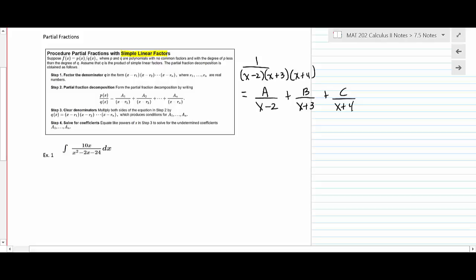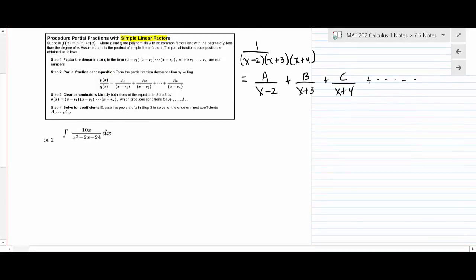Now, if you had more and more factors, you would just do that repeatedly from then on out. You're not going to probably do more than 2 or 3 factors typically, because it gets pretty hairy if you get into a whole bunch of factors. Okay, so I'm going to go ahead and do this integral using this partial fraction decomposition technique.